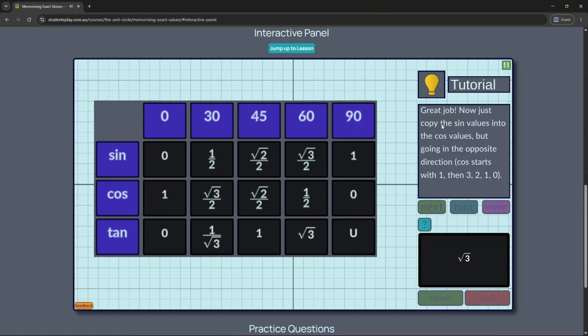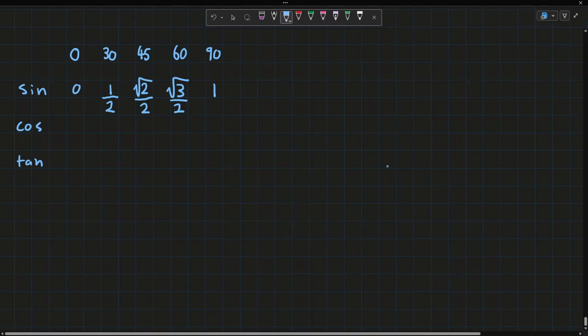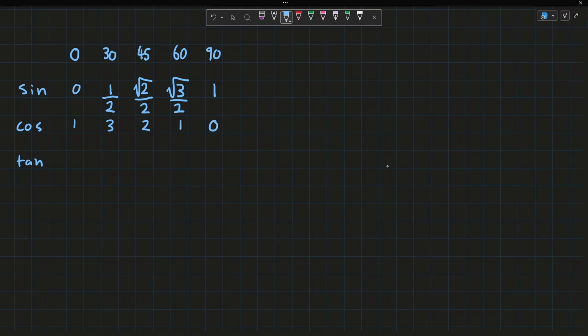Great job. Now just copy the sine values into the cos values, but going in the opposite direction. So cos starts with 1, then 3, 2, 1, 0. So down here, we're going to do the same thing, but instead of starting with 0, we're going to start with 1. So 1, and then we'll go 3, 2, 1, 0. And we're basically just copying it. So we're going to do root 3, root 2, root 1, which is just 1. And then over 2, over 2, over 2.